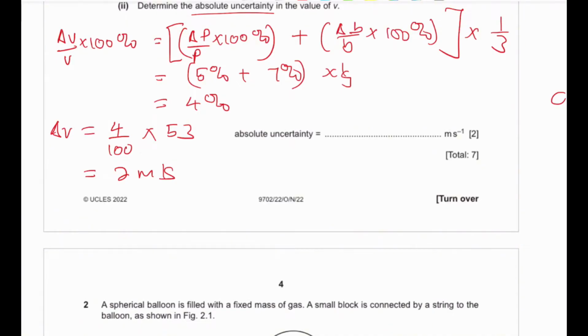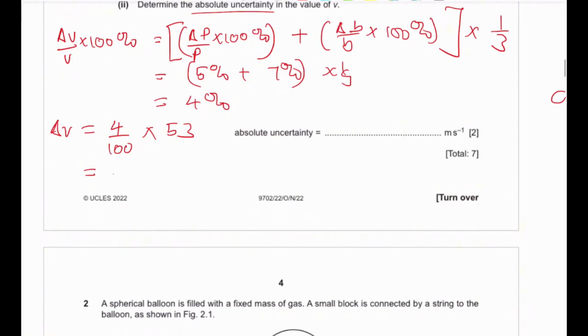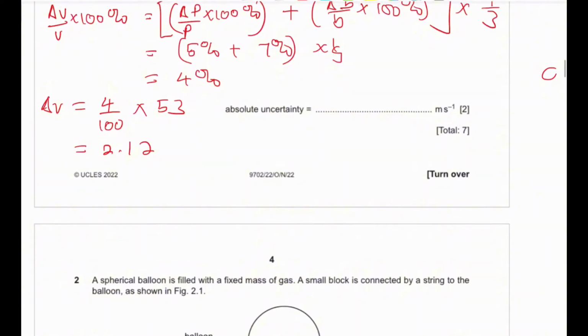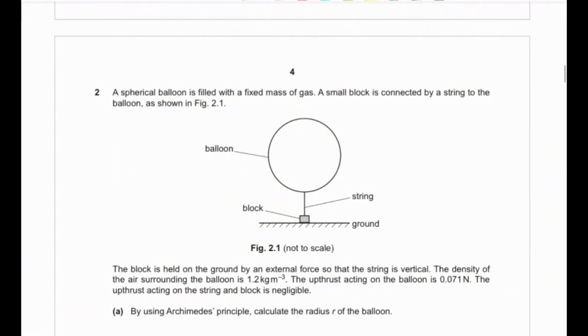That's about 2.12, but we always give it to one significant figure. So NB, you always give your answer to one significant figure, and our absolute uncertainty becomes 2. Okay, moving on to the next question.